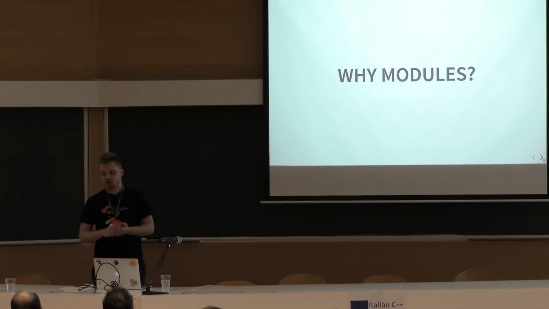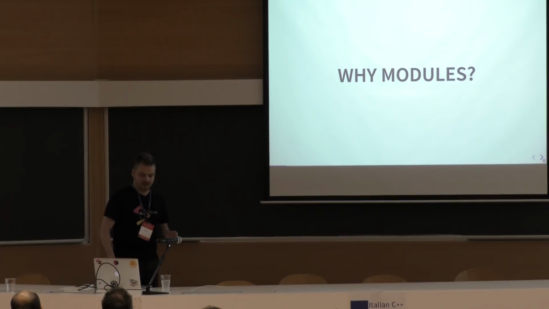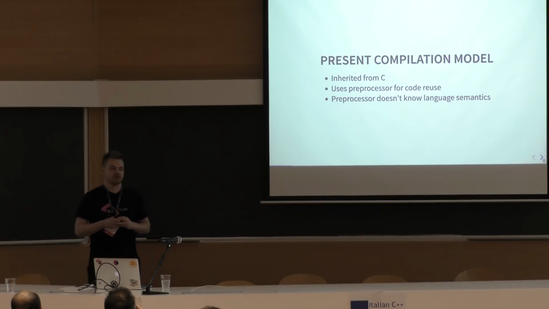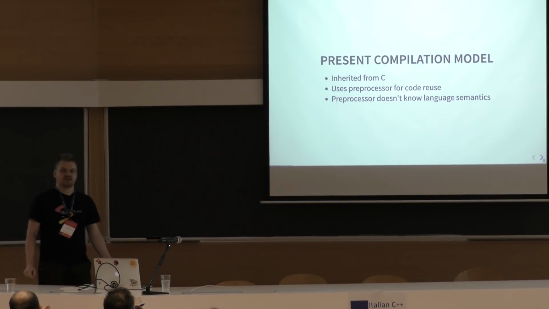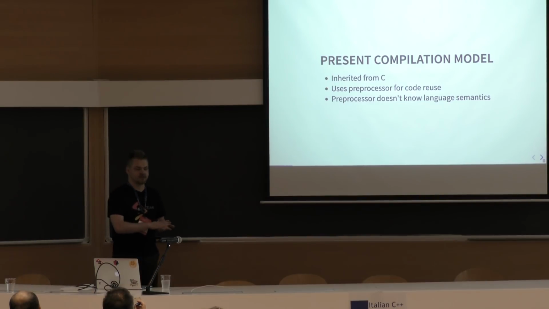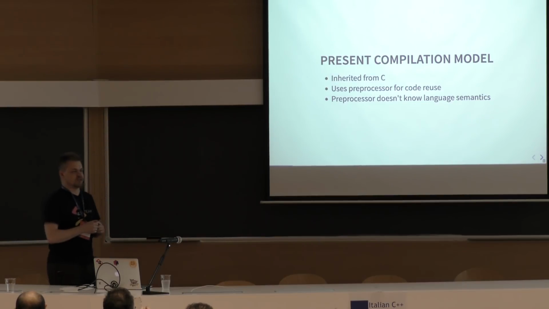So why should we care? Why do we care about modules and what problems are they intended to solve? To answer this, let's discuss briefly the current compilation model, how C++ code is compiled. It's inherited from C, and it's based on a preprocessor. And this means, first, that the preprocessor and textual inclusions are used for code reuse. And that's the only way of code reuse in C++.